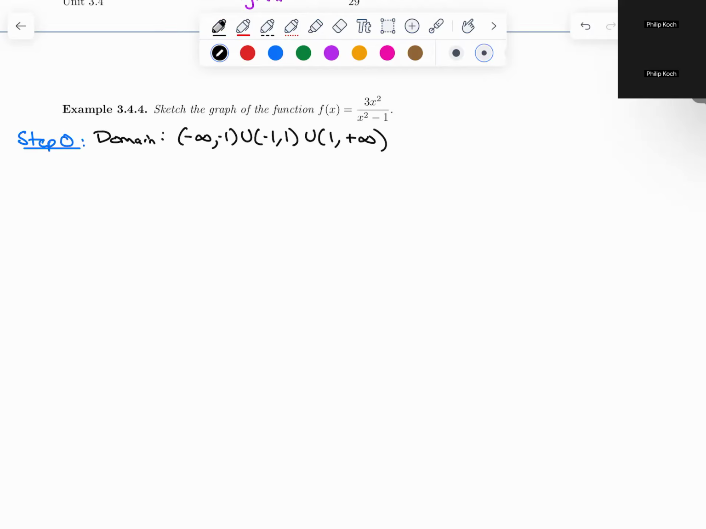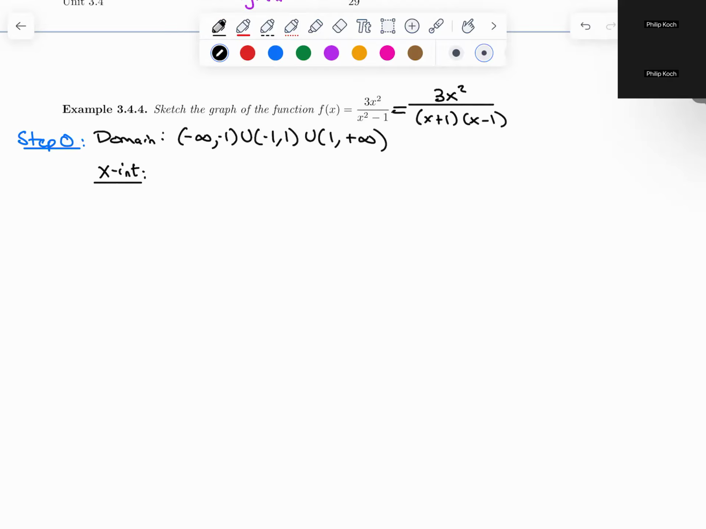One thing I'm going to do right off the bat, and I should have done it right from the start: whenever I see a rational function, if you remember from Math 126, the factored form and the unfactored form both give you important bits of information. So I'm going to rewrite this in its factored form, which would be 3x squared over x plus 1 times x minus 1. That's why the domain is as such.